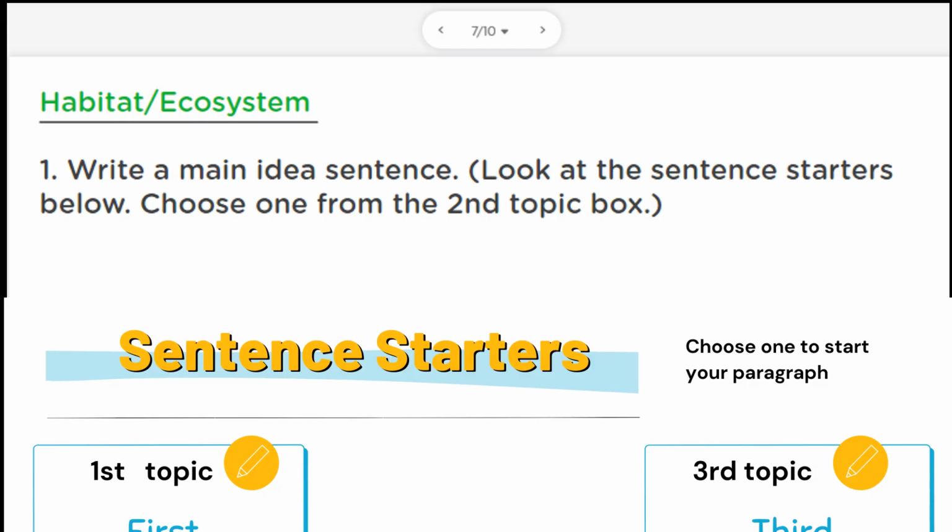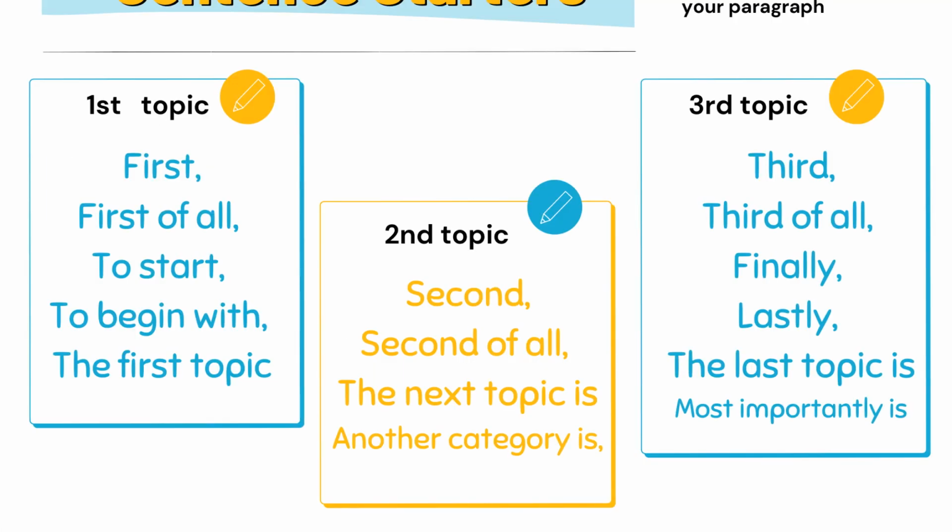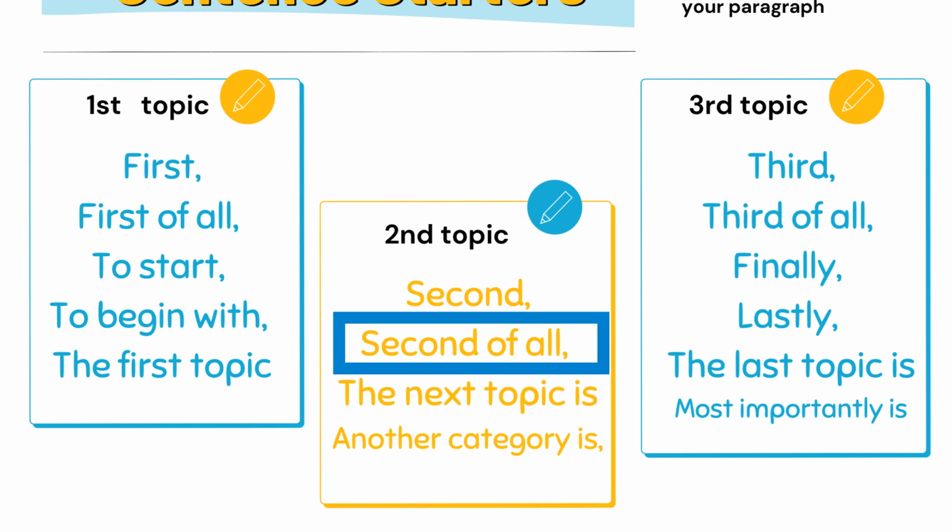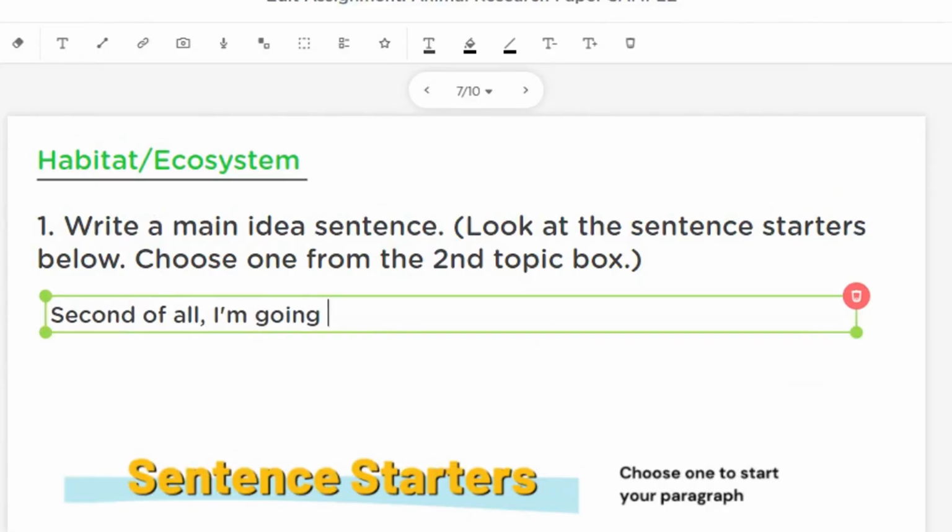And just like we did in our first paragraph, for our second paragraph we're going to write a main idea sentence, this one having to do with the habitat and the ecosystem. So we're going to look at the sentence starters below and choose one from the second topic box to start our second paragraph. You can choose any of these four. I'm going to choose, "Second of all, I'm going to tell you about the habitat of the warthog."